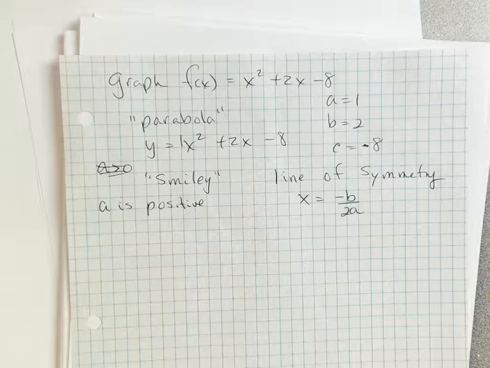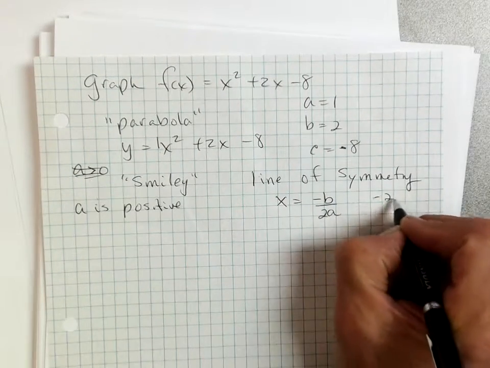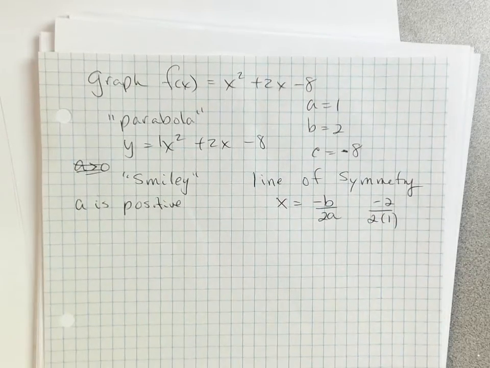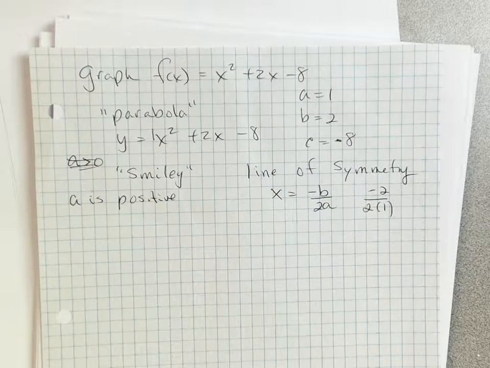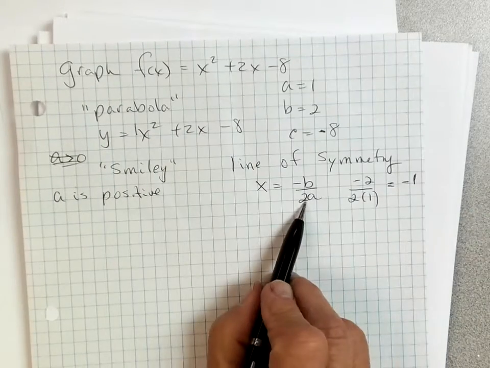Well, here's my little formula. So we're going to go negative 2 over 2 times 1. I have negative b, and b is 2, so I have a negative 2 over 2 times a, which is 1, okay? See what I did? Negative b, b is 2, so I get negative 2 over 2 times 1, because a is 1, which makes a negative 1. That's the formula. It's always 2a.